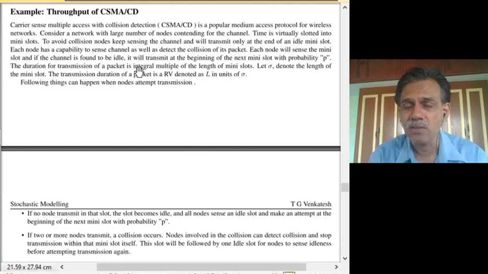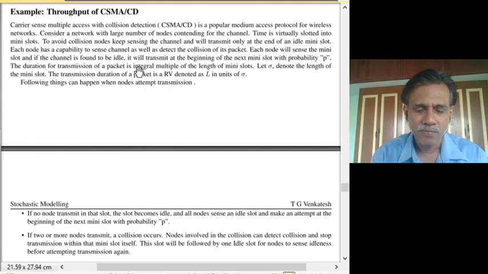But even in this case, it may so happen that different nodes which are waiting for the channel to become idle may start the transmission at the same time, leading to a collision. If that collision happens, then again there is no point. The channel is not used properly, and it will waste the channel resources. So whenever a collision happens, we have to detect it and immediately stop the transmission so that time is not wasted. That is where the collision detection part comes.